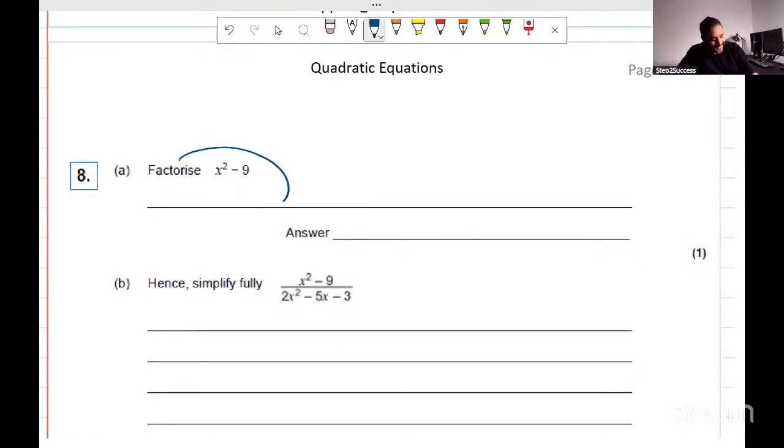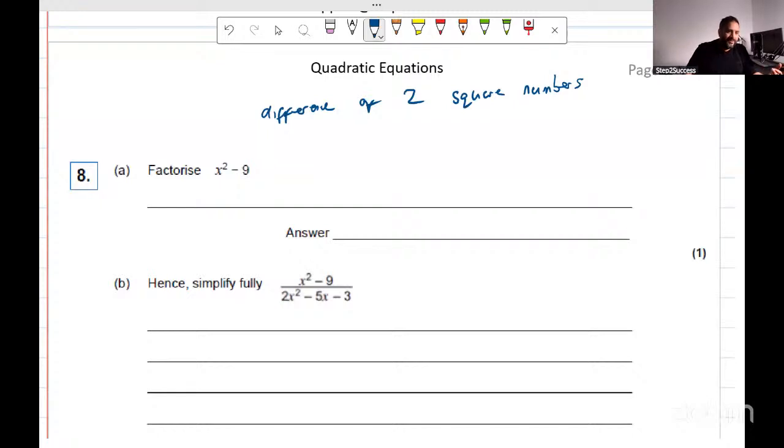What you're looking for here is a particular topic called the difference of two squares, but I want to call it two square numbers because that's what it really is. The difference of two square numbers is when you have a... just one moment, sorry, I will go through this in just a second.